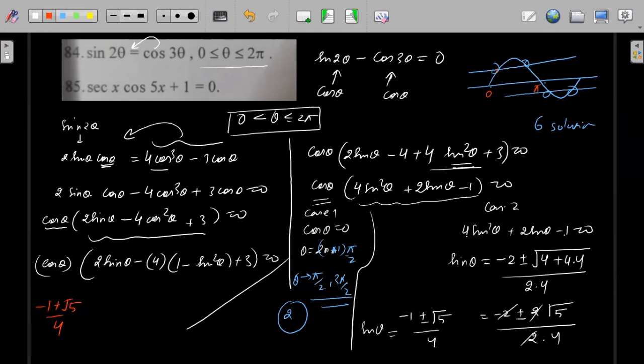Then sin theta is (-1 minus √5) by 4. This is greater than -1 but less than 1, right? So again, this part will also give you two solutions. This is negative. So this line is y equals (-1 minus √5) by 4, and this line is y equals (-1 plus √5) by 4. So from both you will get two solutions: two here and two solutions from here. So the total solutions you will get is 6. Understood? So just copy this one.